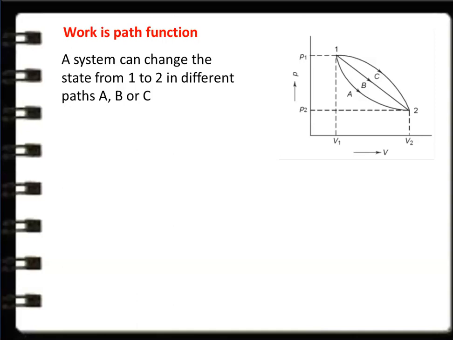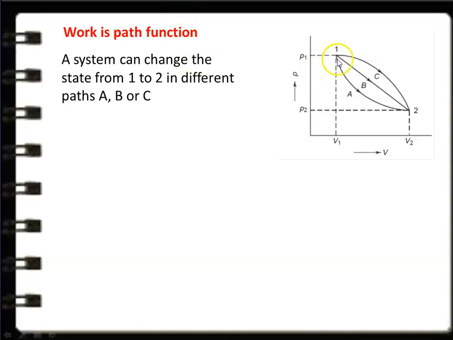And we said that the work done in a particular process in the PV coordinate is the area under the curve. So the area under the PV diagram is the work done. Now look at the diagram. What is the work done for the process A?